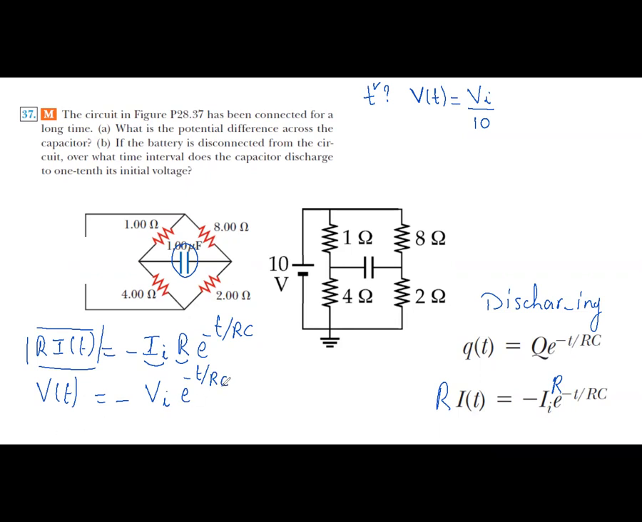So what I have to calculate is the time t where V(t) divided by V initial equals 1/10. Okay, I have to find t. So we continue here. We can take V(t) divided by V initial equals exponential minus t divided by RC. Okay.